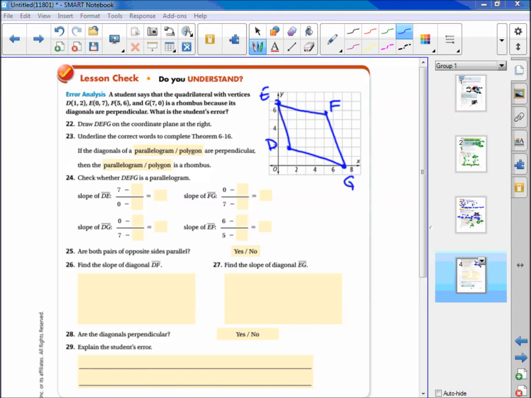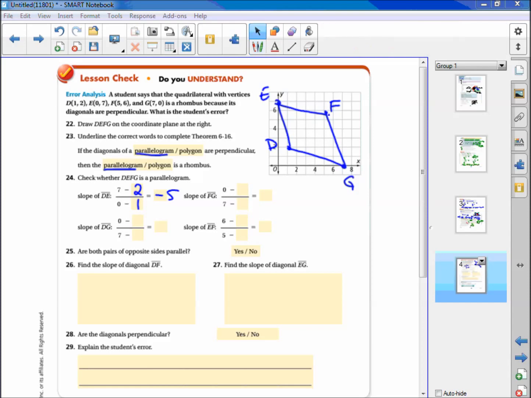The diagonals of a parallelogram are perpendicular. Then the parallelogram is a rhombus. So are our diagonals perpendicular? Okay, so let's check if the diagonal is perpendicular. So the slope of DE is 7 minus 2 over 0 minus 1, which will give us -5. And then we have the slope of FG.